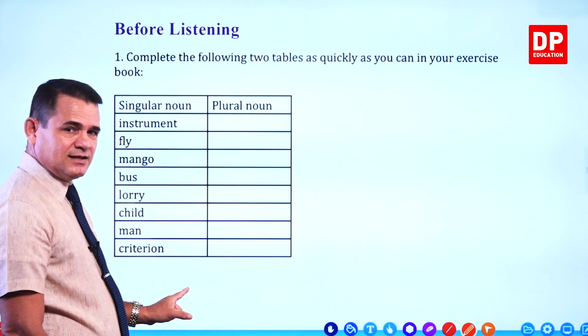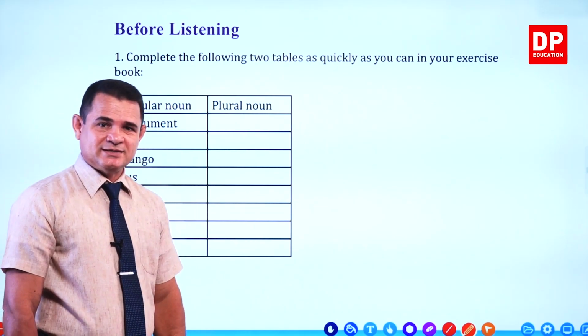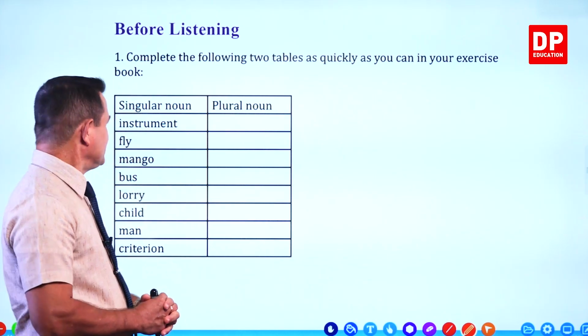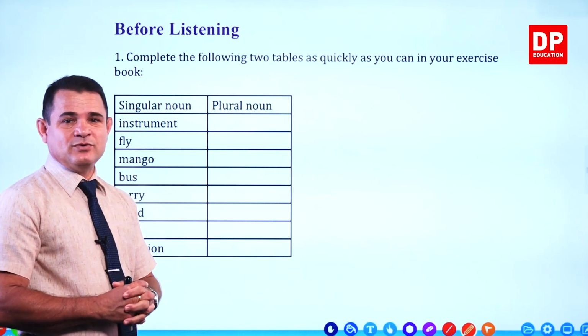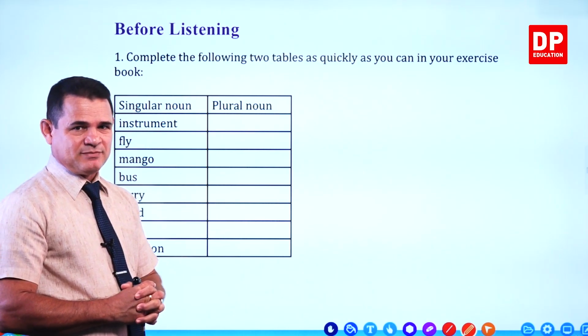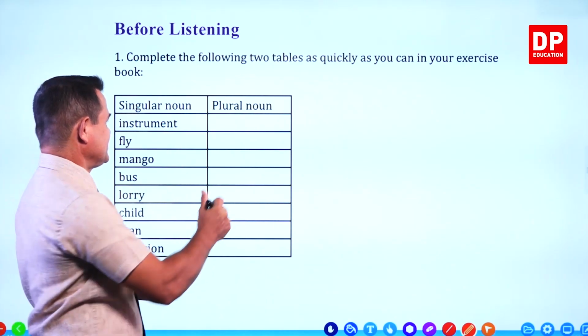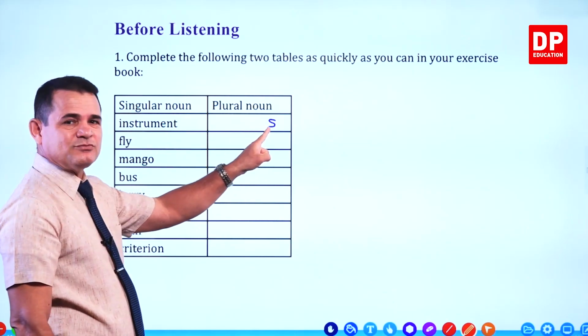Singular nouns are given. The plural is on this side. Can you do it? I'm sure you can. Shall we try it? First one, instrument. How do you make this one plural? Just add s. Instrument, instruments.